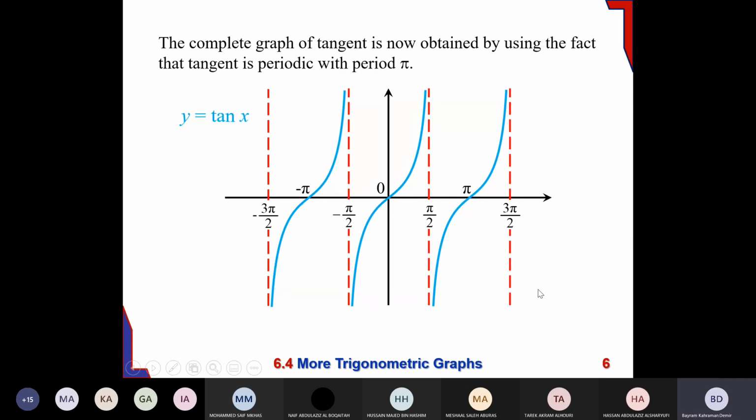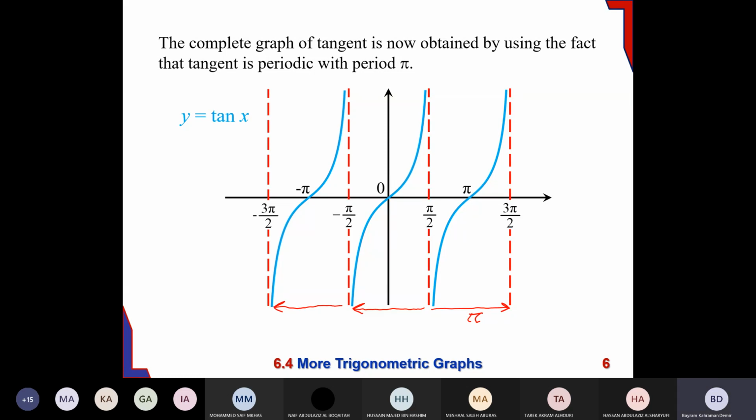Okay. Here are three more images of tangent. So what you should notice is that to find the next asymptote, we just add pi to the asymptote, or to find the asymptote on the left side, we subtract the pi. So we keep subtracting pi to go to the left side, and keep adding pi to go to the right side.